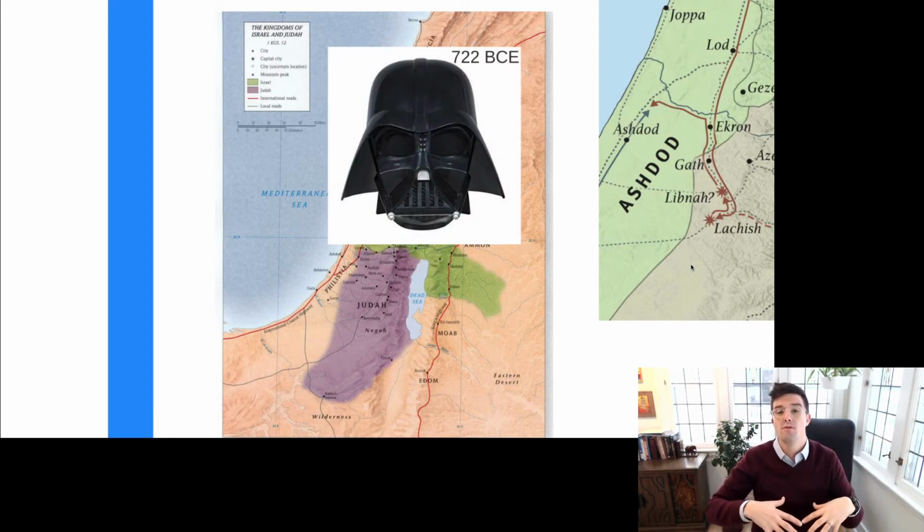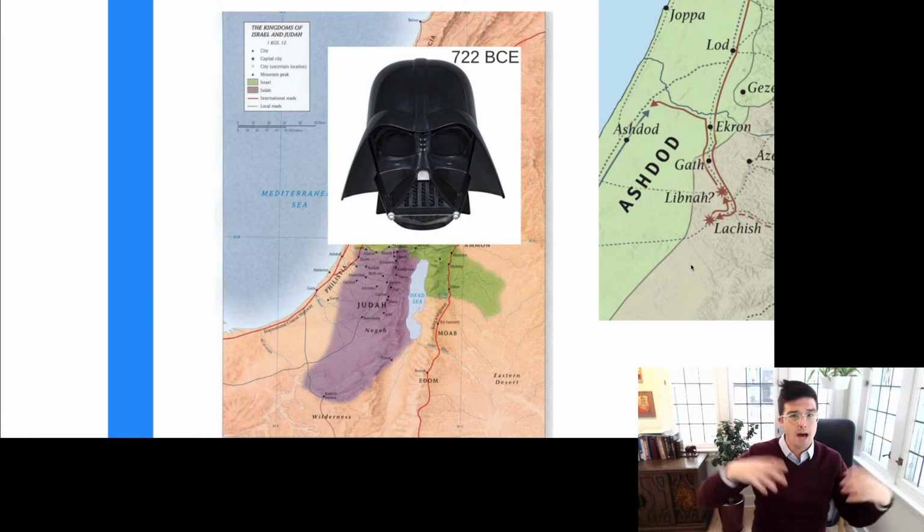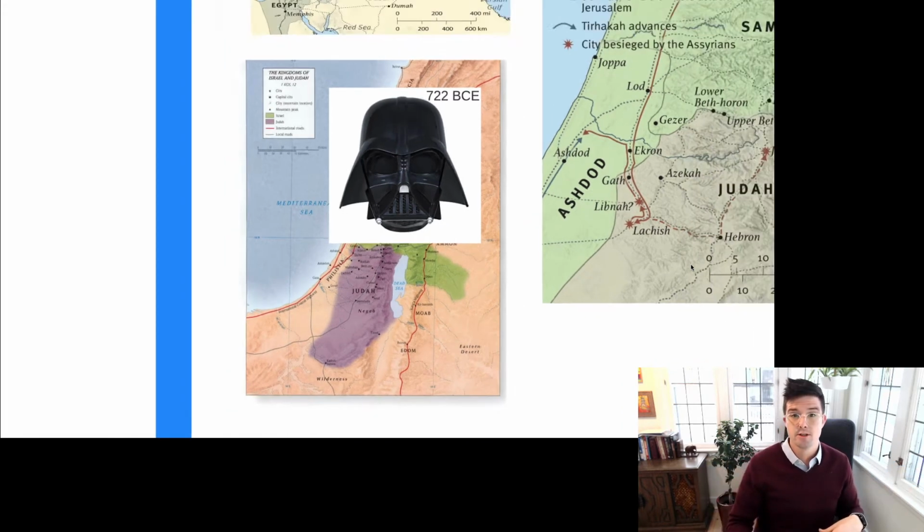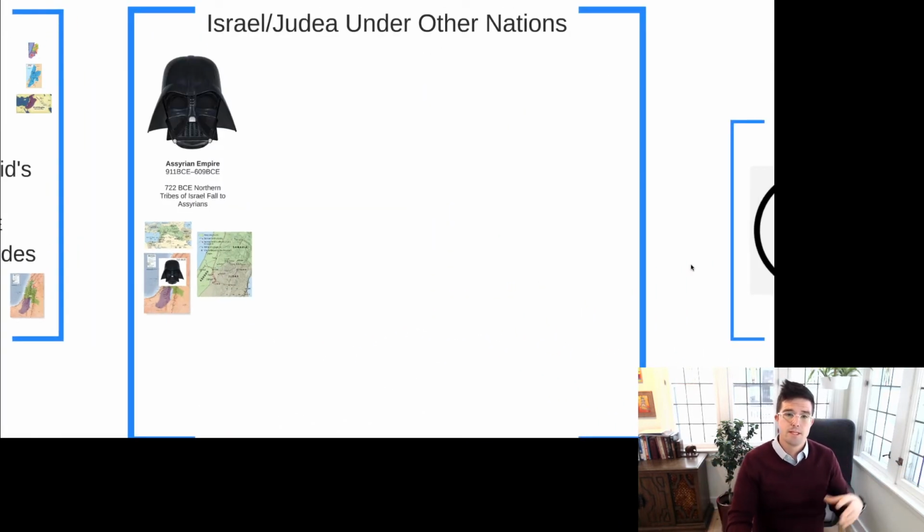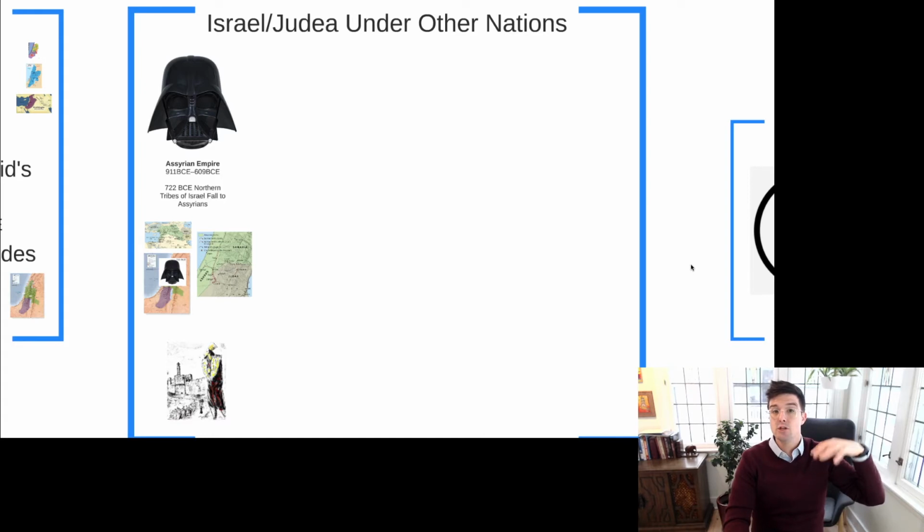Assyria takes over the northern kingdom in 722 BCE and is sort of knocking on the door of the southern kingdom. Jerusalem is located in Judah. The temple is located in Judah. And Assyria is trying to take over the capital city of Jerusalem, but ultimately fails to do so. So we still, at this point, have an Israelite king in Judah under the Assyrian Empire.